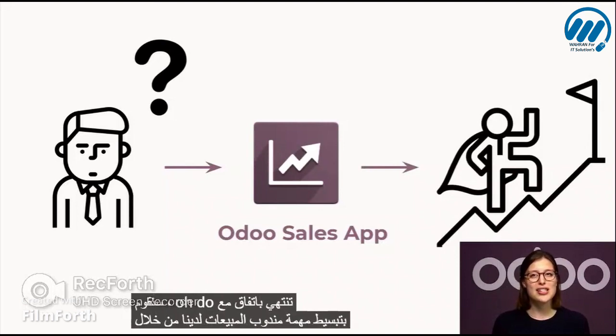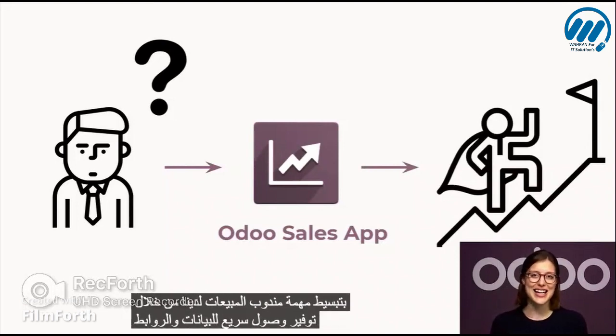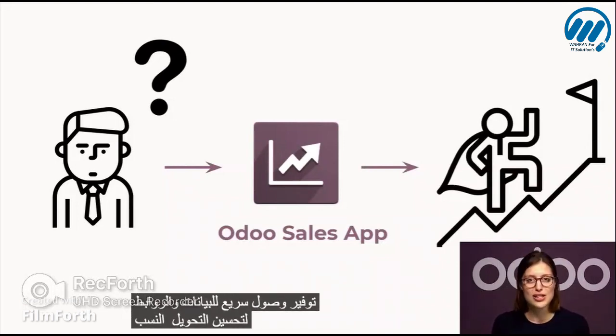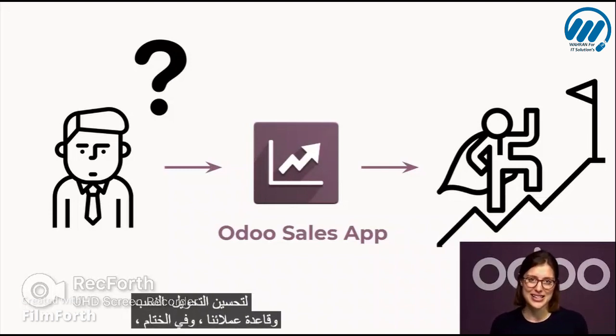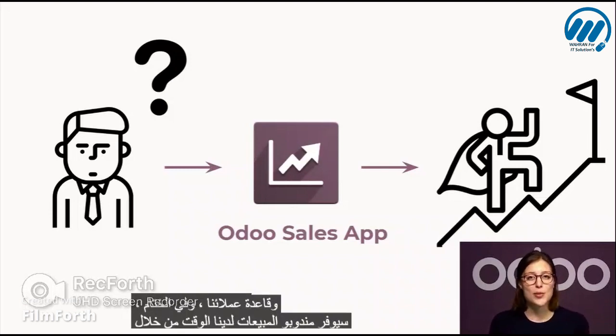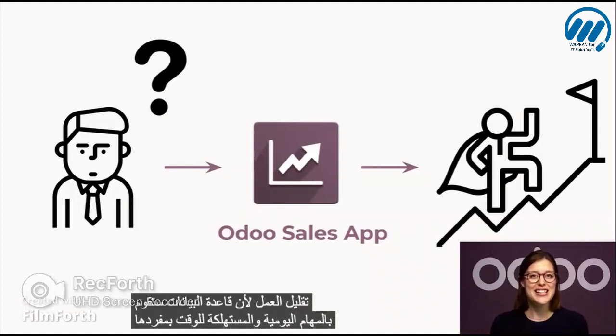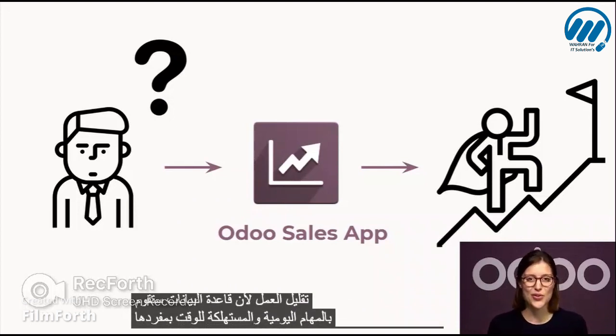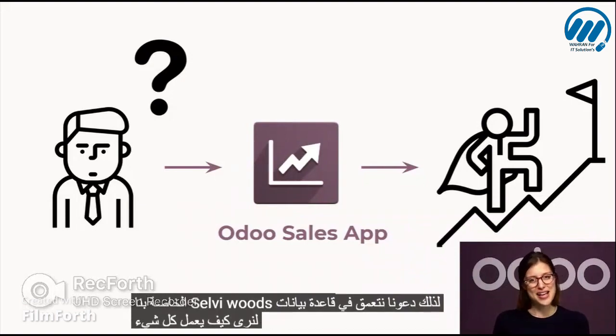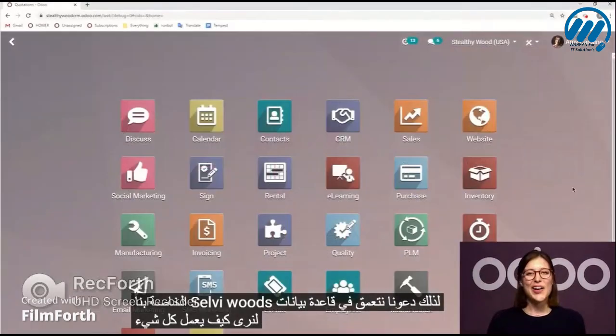With Odoo, we will simplify the job of our sales rep by providing quick access to data and links, improving conversion ratios, and our customer base. And in conclusion, our salespeople will save time by having less work since the database will do the daily and time-consuming tasks by itself. So let's dive in our Stealthy Woods database to see how it works.